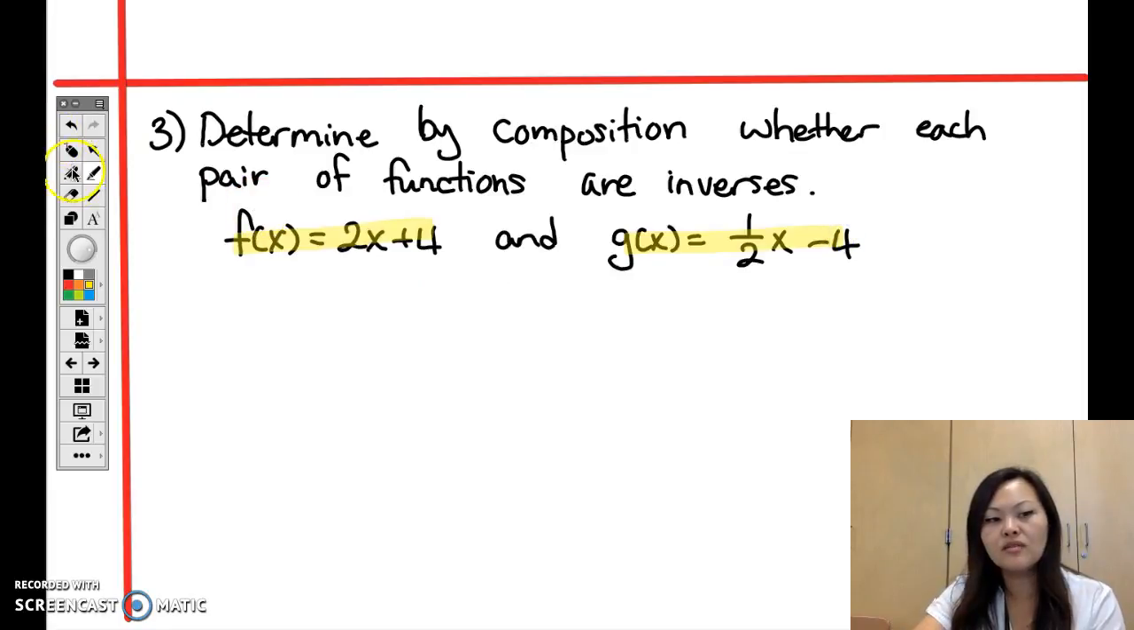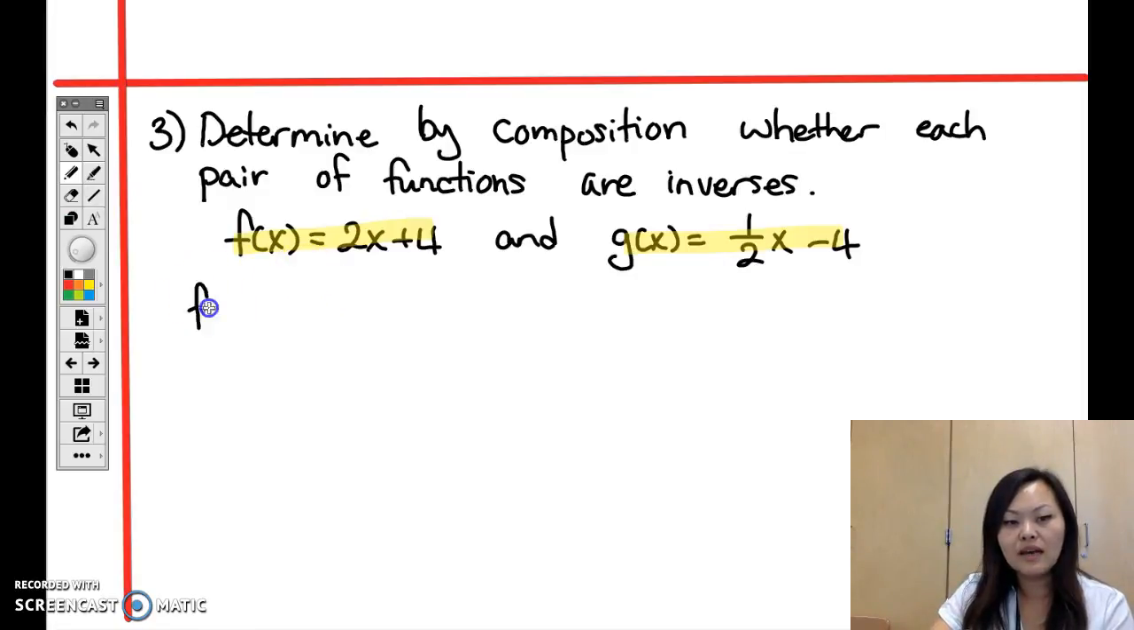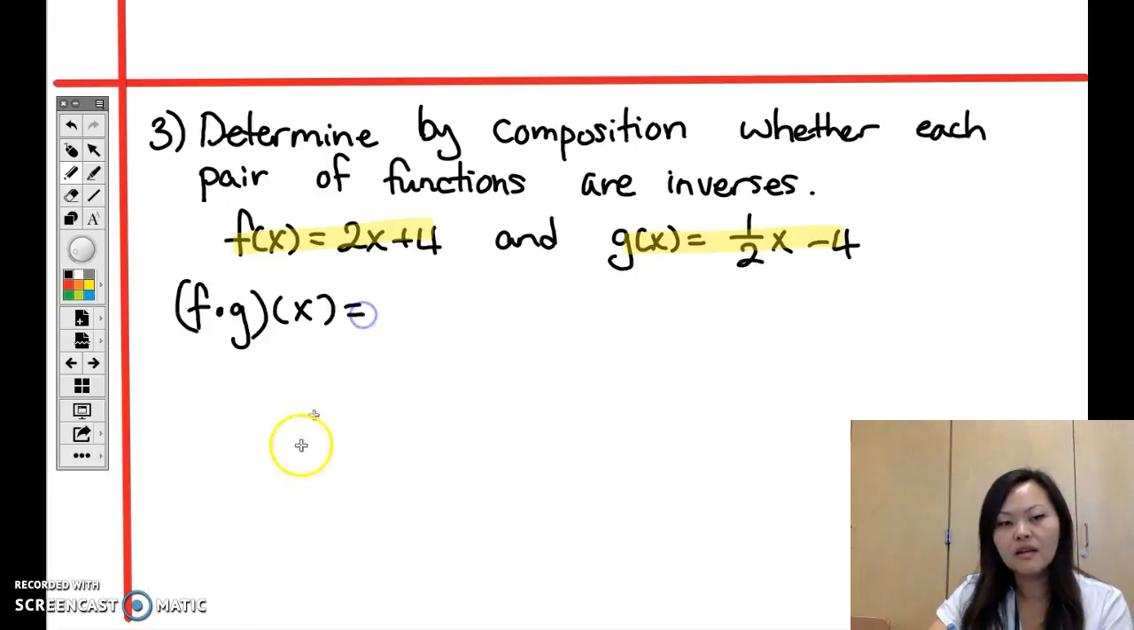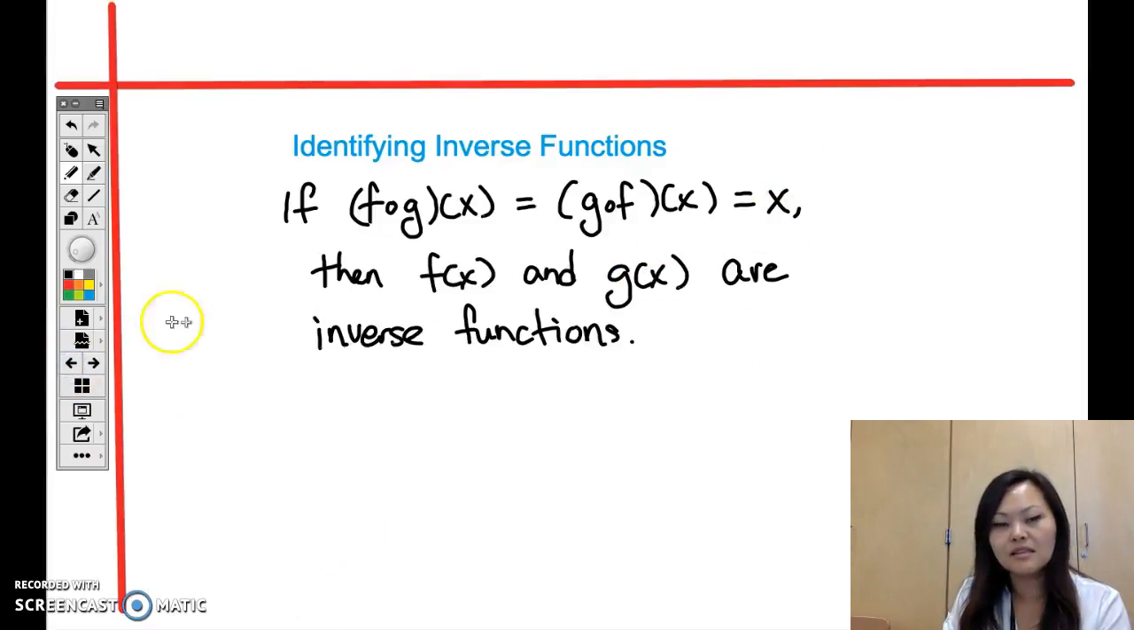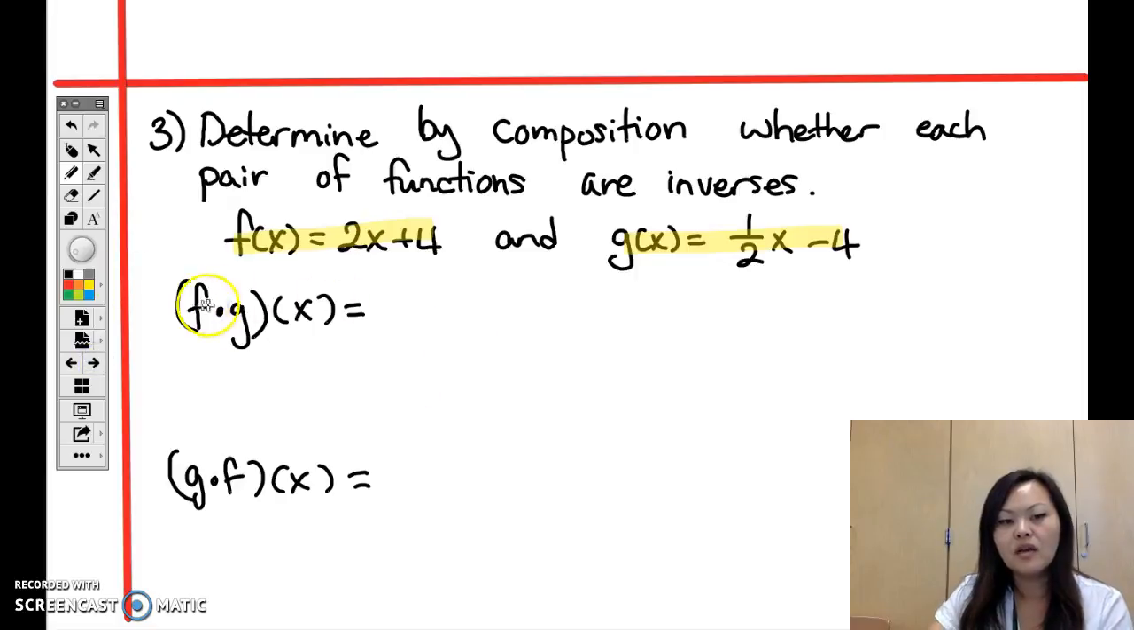It's kind of easy. We have to do f of g of x and then g of f of x and make sure that they are both equal to x. So let's do that. We first do f of g of x, and then we do g of f of x. And we have to make sure that our answer in the end ends up being x.